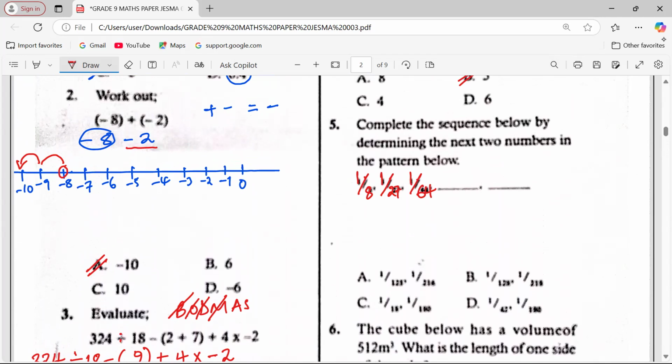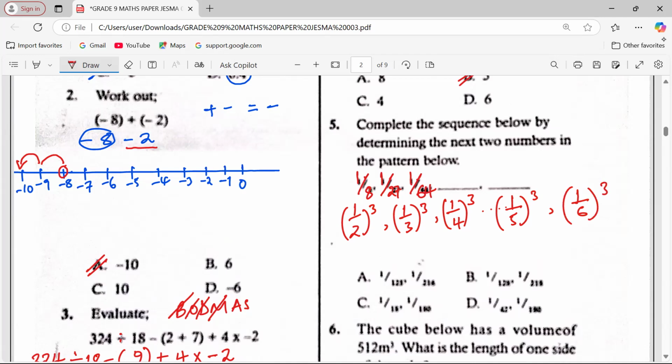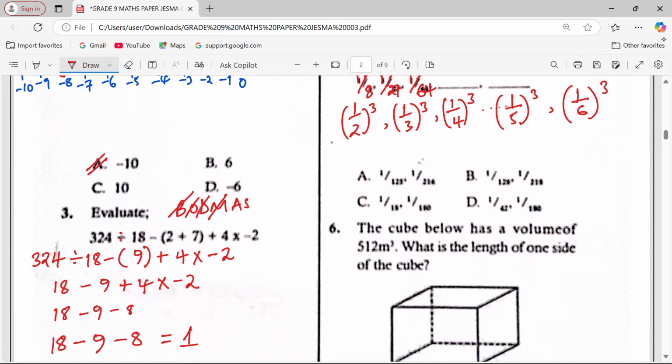So when you look at this, there is a pattern being followed, and that is, in the first case, half has been raised to power 3. And in the second, a third has been raised to power 3. In the third term, 1 out of 4, which is a quarter, has also been cubed, which means going forward, we need 1 over 5, and we also cube. Then we take 1 out of 6, and we also cube. Therefore, 1 out of 5 cubed will be 1 out of 125, as seen there.